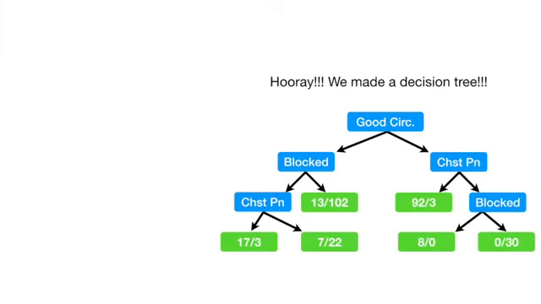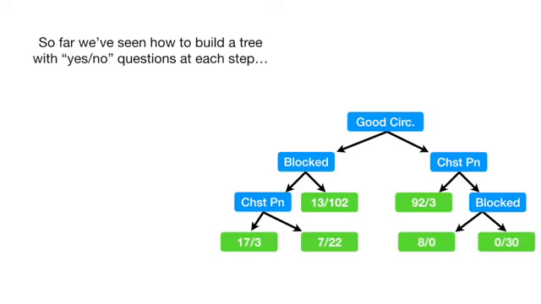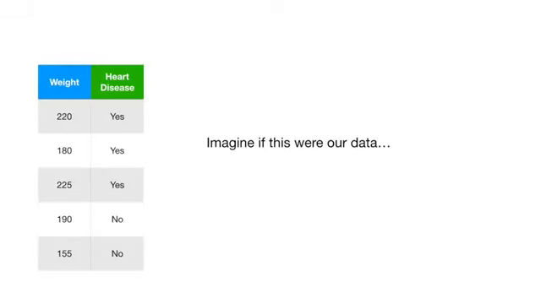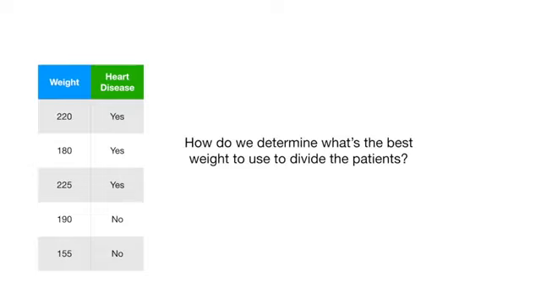Hooray! We made a decision tree. So far, we've seen how to build a tree with yes/no questions at each step. But what if we have numeric data, like patient weight? Imagine if this were our data. How do we determine what's the best weight to use to divide the patients?